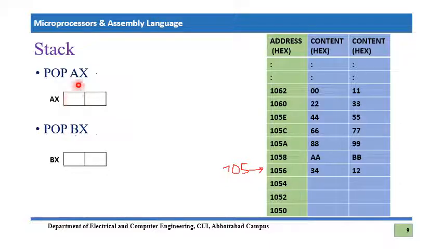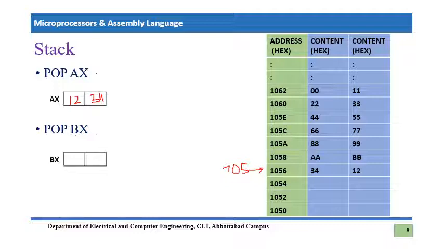So pop AX. Pop means we are going to retrieve information from the stack. So whatever the last information stored in the stack is going to fill this AX register. So the last information is 1234. Remember, the least significant byte is stored at the lower address, and the higher significant byte is stored at the higher address. So this higher significant byte, 12, which is stored at 1057, is going to be the higher significant byte of AX. So that means 12 will come up here and 34 will come up here.